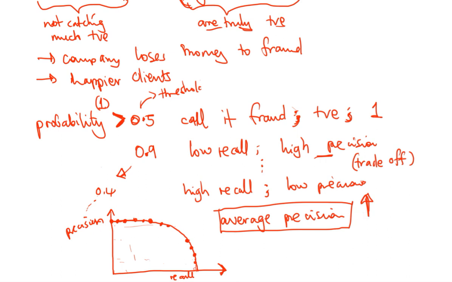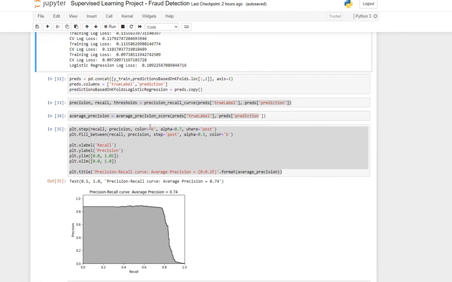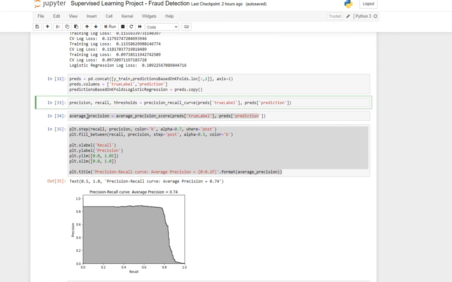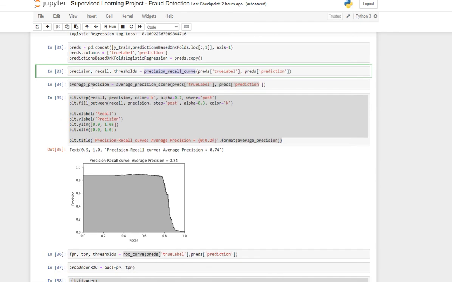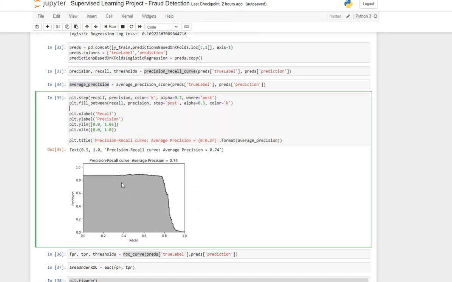If I go back to my graph here, you can see we calculated our precision recall curve. That's what I was talking about just now. And we calculated our average precision. This is the precision recall curve showing the trade-off between precision and recall. And our average precision for the logistic regression is 0.74. That's what this graph means.